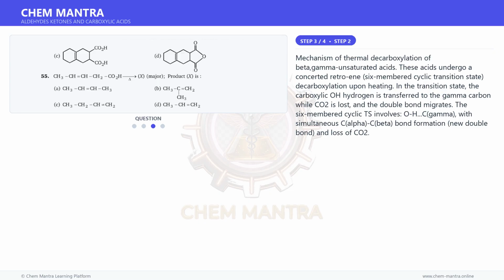Mechanism of thermal decarboxylation of beta-gamma unsaturated acids. These acids undergo a concerted retro-ene, 6-membered cyclic transition state, decarboxylation upon heating. In the transition state, the carboxylic hydrogen is transferred to the gamma carbon while CO2 is lost, and the double bond migrates. The 6-membered cyclic TS involves OH, C, gamma with simultaneous C alpha, C beta bond formation, new double bond, and loss of CO2.